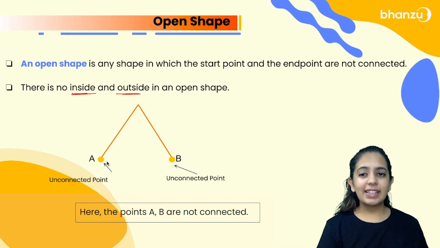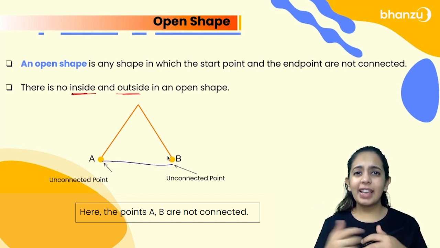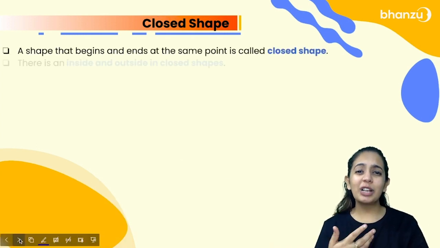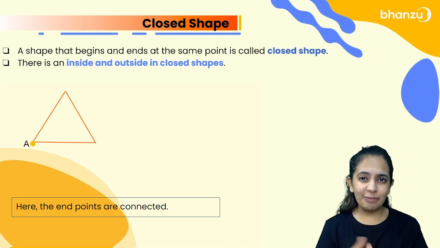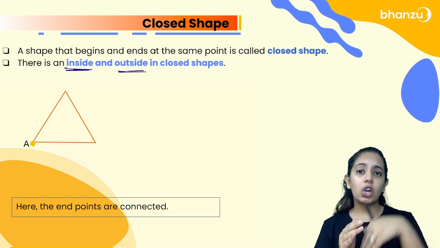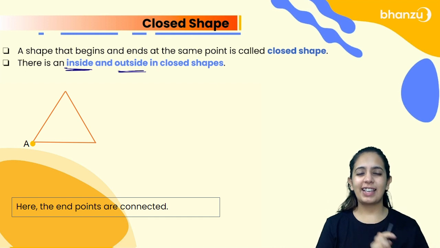Now what if I connect point A and point B using a line segment? Is it still an open shape? You will say, no ma'am, it has become a closed shape now. And what are closed shapes, my dear? Now, every closed shape has inside and outside. So from outside, you cannot enter the inside, and from inside, you cannot even exit out to outside.